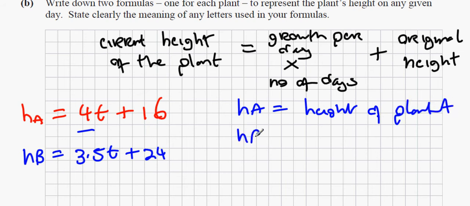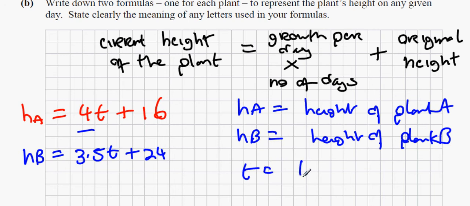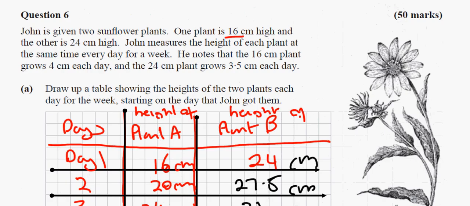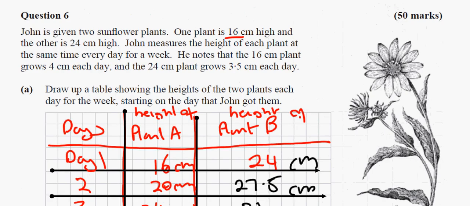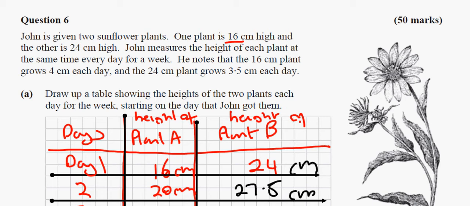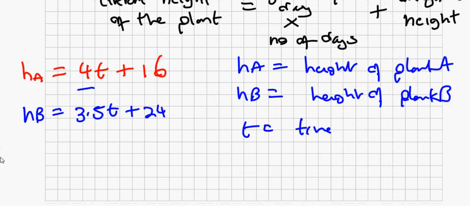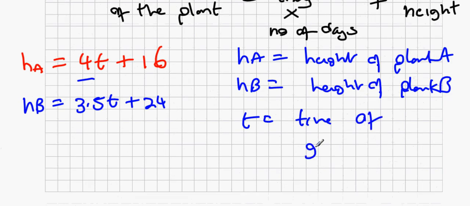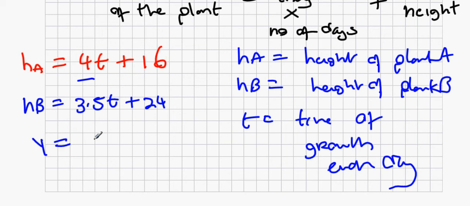HB means height of plant B, and T is time of growth in days. So time of growth each day. Now, it's very similar to, if anybody remembers, y equals mx plus c.